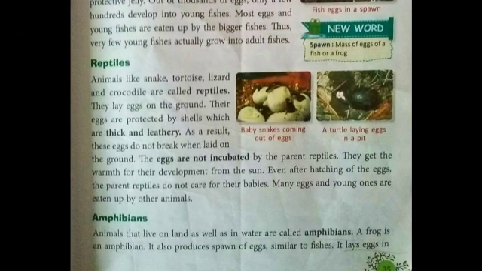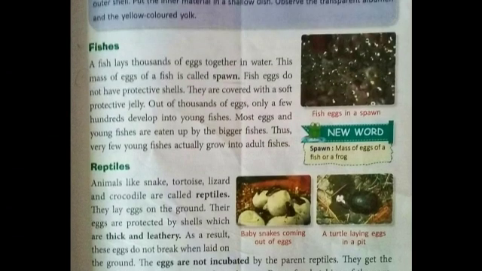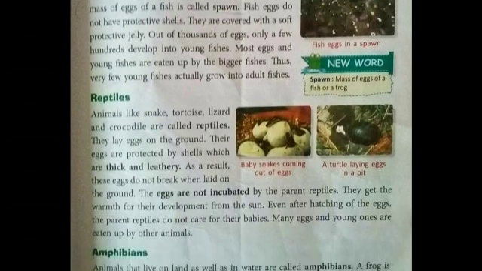What are amphibians? Animals that live on land as well as in water are called amphibians. You have learnt about amphibians in your previous classes also. A frog is an amphibian. It also produces spawn of eggs similar to fishes. As we have learnt about fishes, the mass of eggs of a fish or a frog is called spawn.